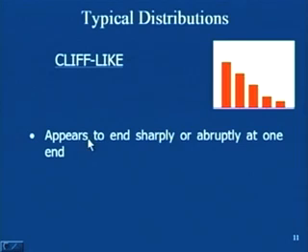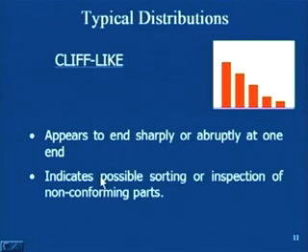The third distribution is the cliff-like distribution. If you see here, the data is decreasing, and this is a clear indication that once the data was collected, some sorting was done. The data has been arranged in descending order. So, this appears to end sharply or abruptly at one end. This indicates possible sorting or inspection of non-conforming parts.